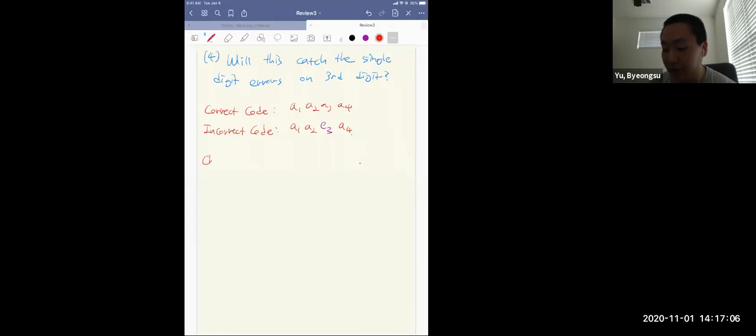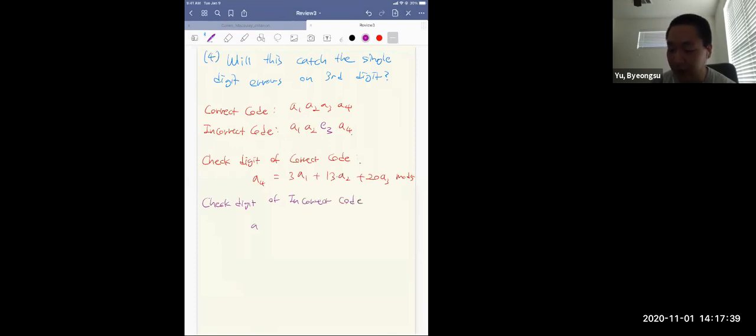Then you need to calculate the check digit of the correct code. It is just A4, determined by 3A1 plus 13A2 plus 20A3 mod 5. And the check digit of the incorrect code is, again, the same A4, but this is 3A1 plus 13A2 plus 20E3, not A3, because we have E3 on the third position, mod 5.